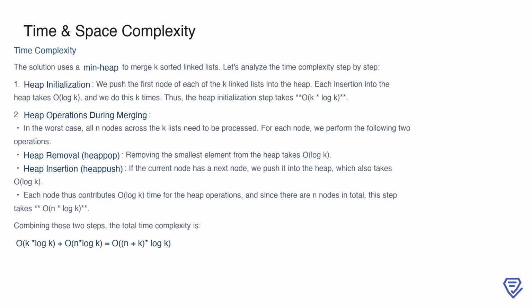Next, during the merging process, we handle all n nodes across the k lists. For each node, we perform two heap operations, removing the smallest node, which takes O(log k), and inserting its next node, if present, which also takes O(log k). Since we process n nodes in total, this step contributes O(n * log k). Combining these two steps, the overall time complexity of the solution is O((n + k) * log k).